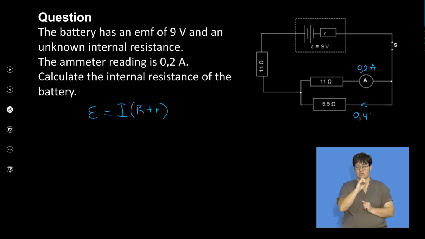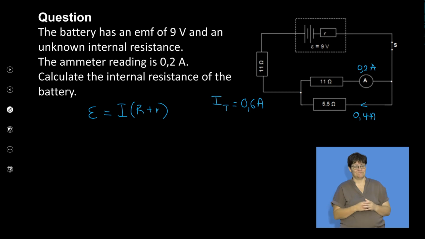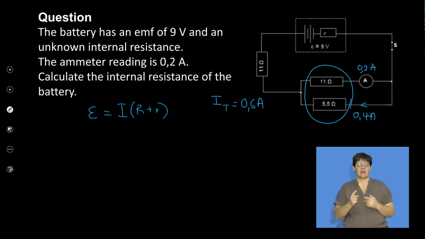0.4 amperes. So this is a parallel combination or a branch. So the total current in this circuit is actually equal to 0.6 amperes, right? We want to determine the magnitude of the internal resistance. So we need to treat this as a single resistor because this is a parallel combination. For R parallel, we can use product over sum. Why? Because these two are connected in parallel.